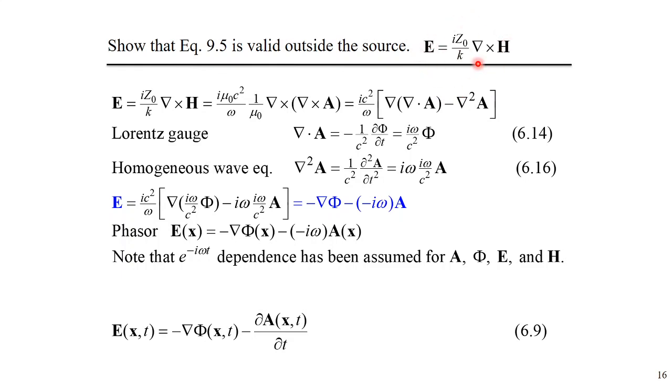So we know everything can be expressed in terms of J only. With J, we can calculate H. With H, we can calculate E. So outside the source, all we need is the current source only. Okay, let's move on to the next page.